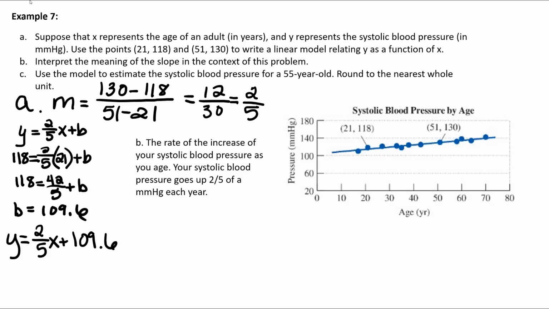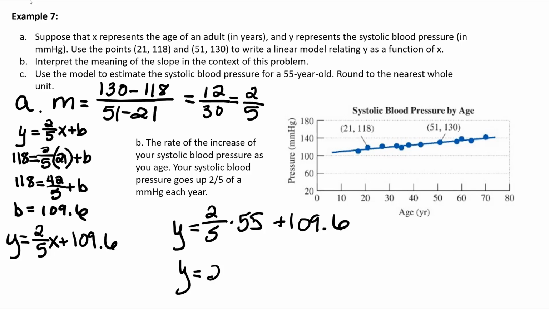So B says interpret the meaning of the slope in the context of this problem. The slope is the rate of the increase of your systolic blood pressure as you age. So your systolic blood pressure goes up 2/5 of a millimeter of mercury each year. And so for part C, use the model to estimate the systolic blood pressure for a 55-year-old. You're just going to put in 55 for x and see what you get. And that would be 22 plus 109.6, which would be about 131.6 millimeters of mercury.